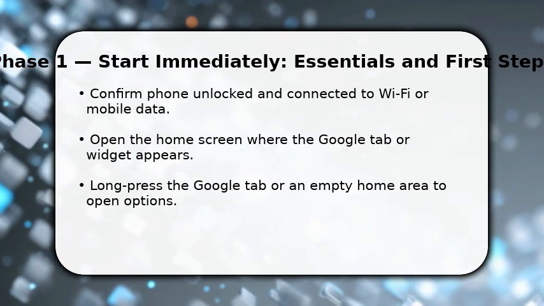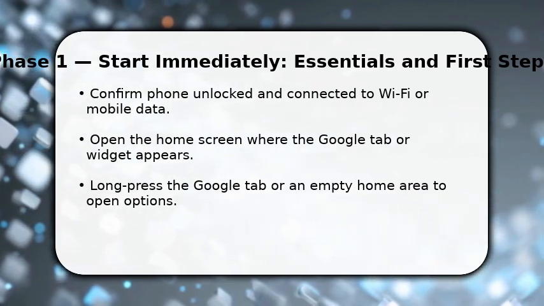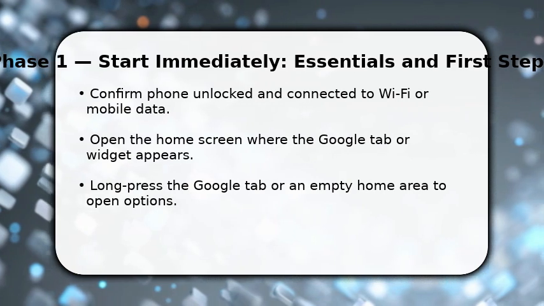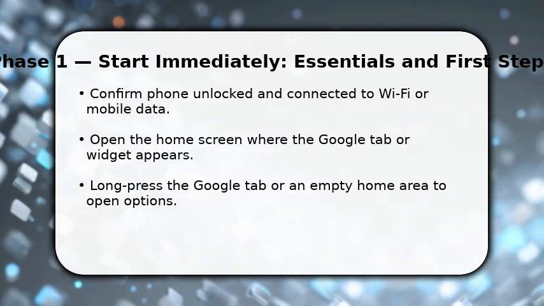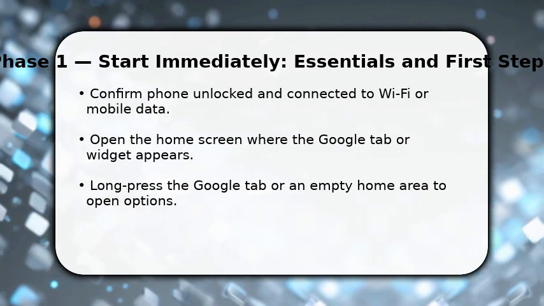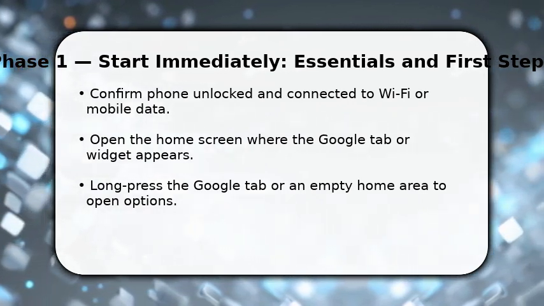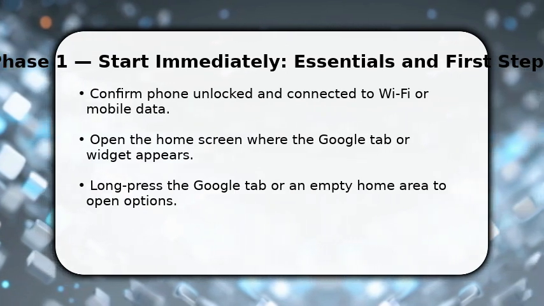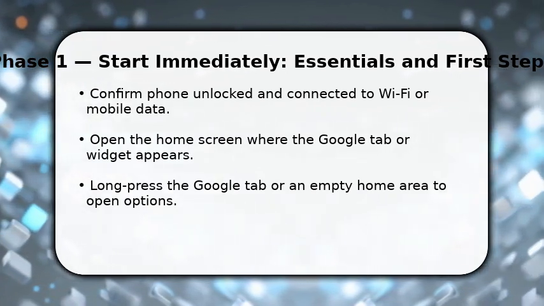Long press the tab itself. If that does not respond, long press an empty spot on the home screen to reveal home settings and widgets. You do this because Android and launchers place the Google tab as a widget or app layer, and those long press gestures expose removal or settings controls.